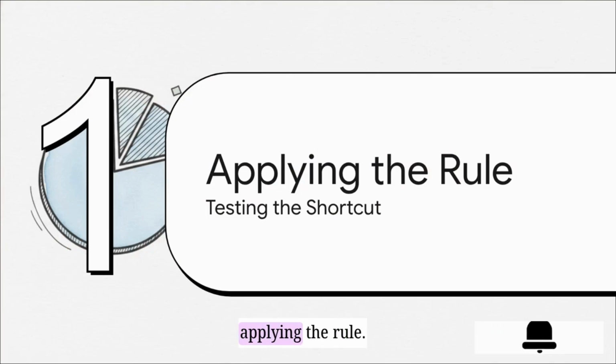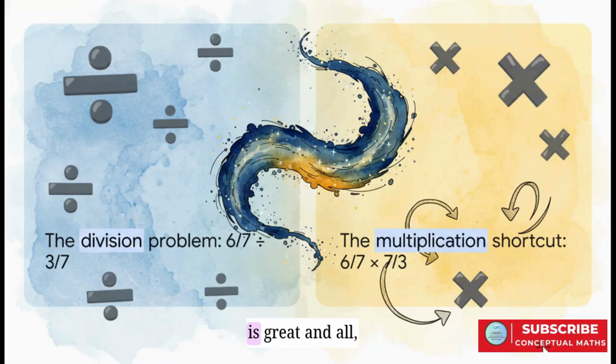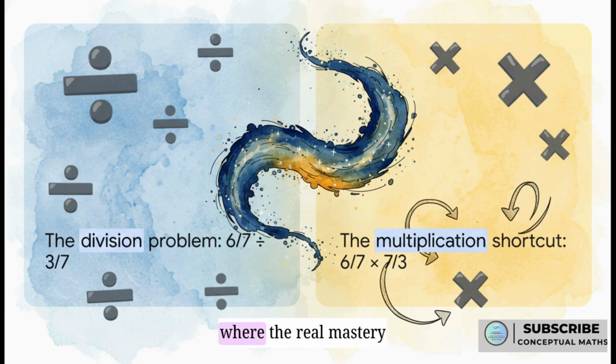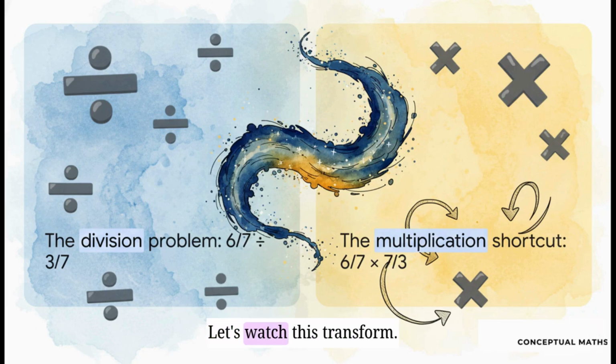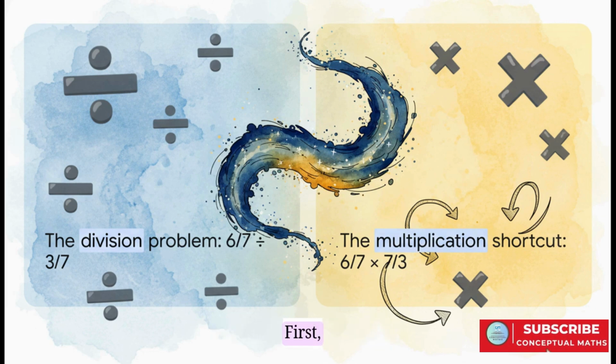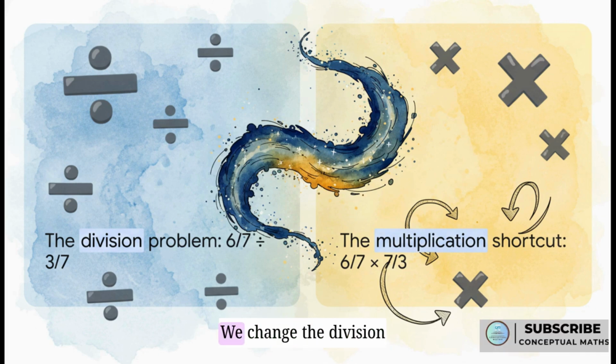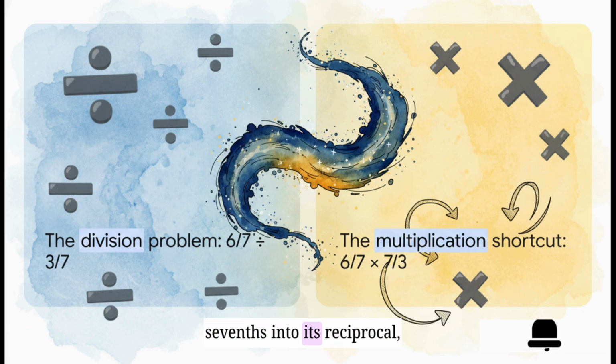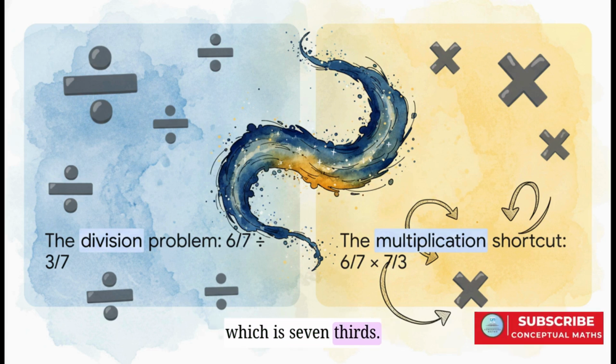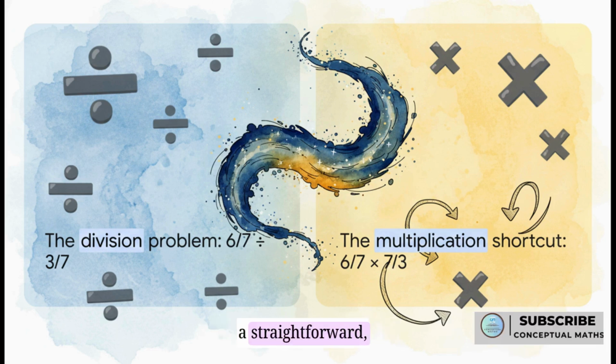Part 4, applying the rule. Let's put this shortcut to the test. Theory is great and all, but actually doing it is where the real mastery happens. Let's watch this transform. We're starting with 6/7 divided by 3/7. First, we keep the 6/7. We change the division to multiplication, and we flip that 3/7 into its reciprocal, which is 7/3. Look at that! Now we just have a straightforward, easy multiplication problem.